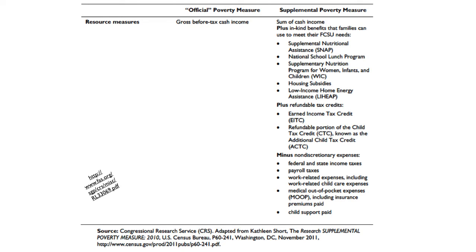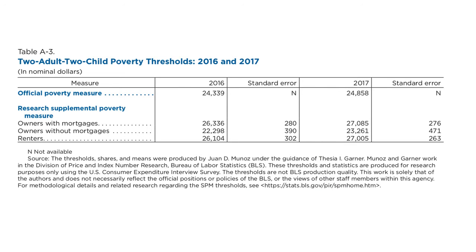Now, on the expense side, it counts the unavoidable costs of state and federal income taxes. The OPM doesn't include taxes. It counts payroll taxes, which the OPM doesn't do. And it includes the cost both of child care and out-of-pocket medical expenditures, or medical out-of-pocket expenditures, which is here as MOOP. So it offers a much more comprehensive sense of how households are really doing, how much money they really have available to meet their basic needs.